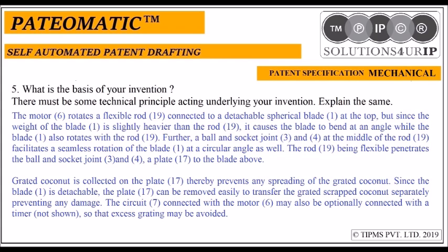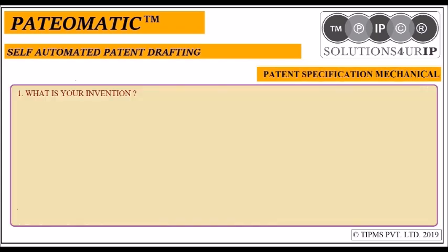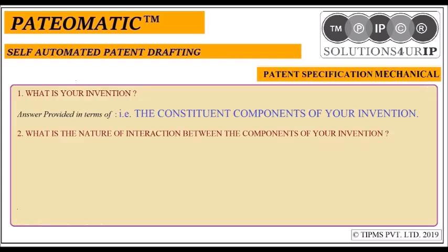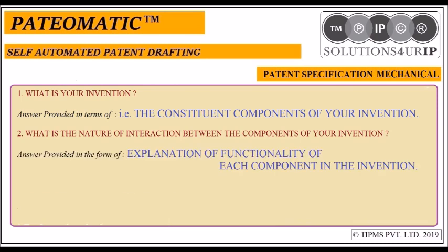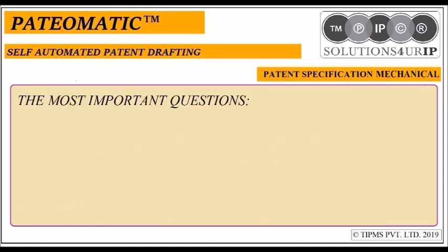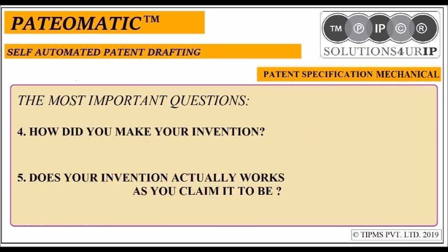This is the most important part to consider to actually examine and analyze whether a particular device is patent eligible or not. And please do not forget to explain this particular action with respect to the device that you are intending to patent. After having defined the invention in terms of its constituent components, its basis and the reason how it works, it is now time to show how you made your invention and whether your invention really works as you claim it to.